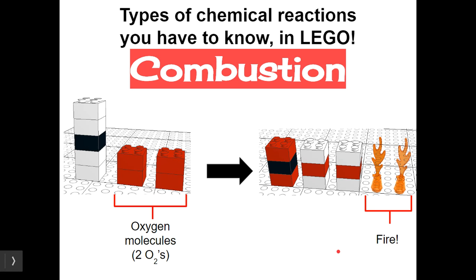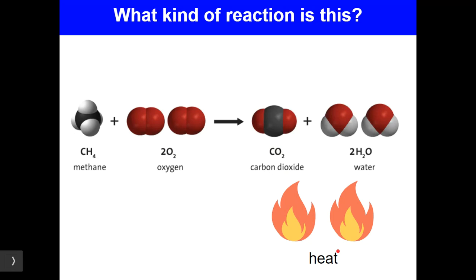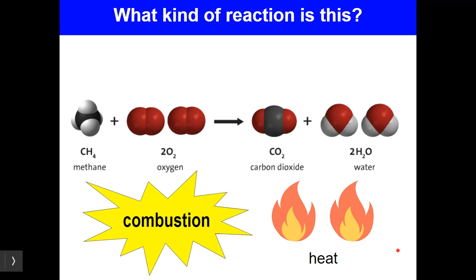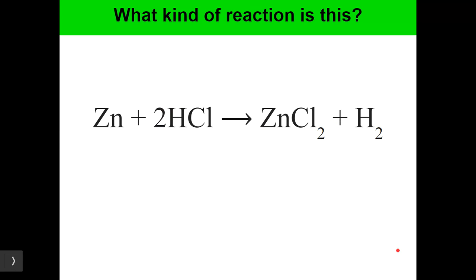Okay? Now, let's try this. Can you identify this? This is what you are going to be doing later. So can you identify what kind of reaction is this? Well, here's your hint, it's got oxygen and it releases a lot of heat. So these recombine somehow over here and it leads to a big release of heat. So that is combustion.